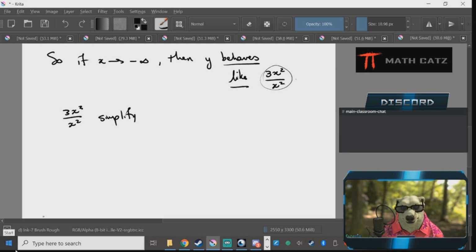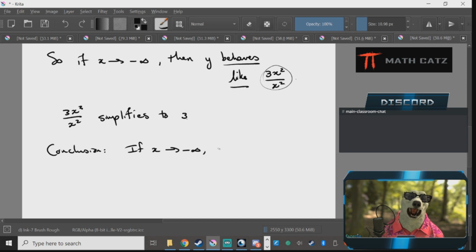simplifies, whoops, that was an I. I should really not try to undo. My laptop does not like that. Simplifies to, well, I have two x's at the top, two x's at the bottom, so 3. So, my conclusion, if x approaches negative infinity, then y approaches 3.